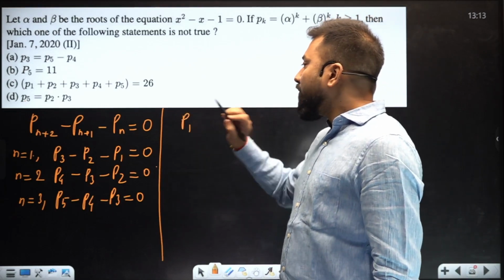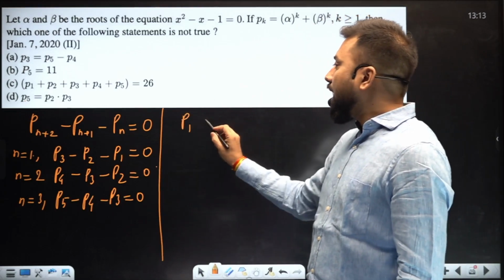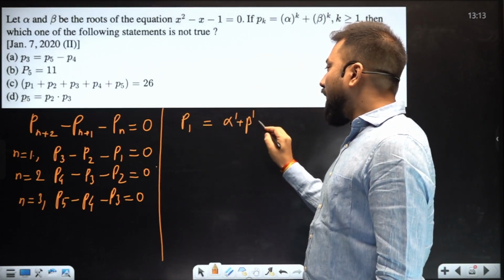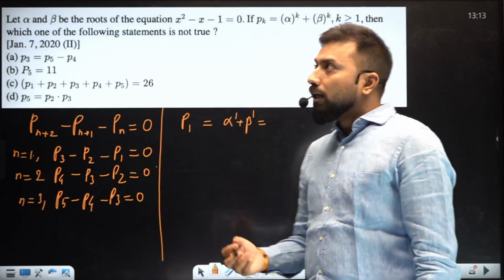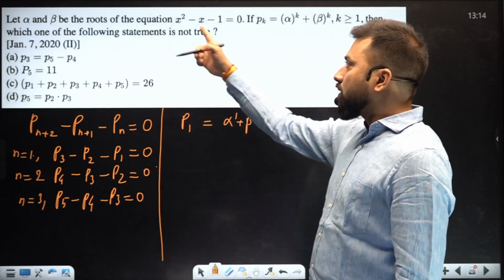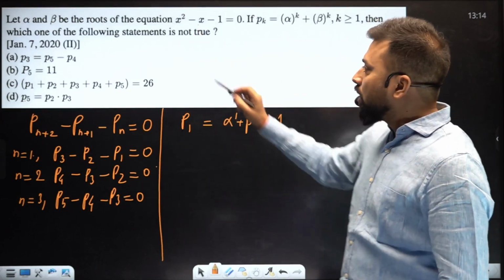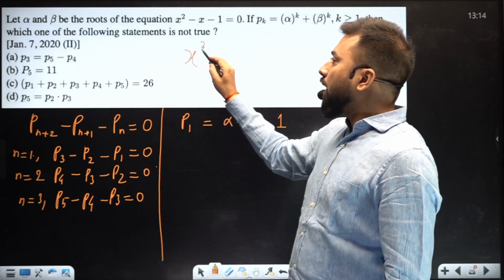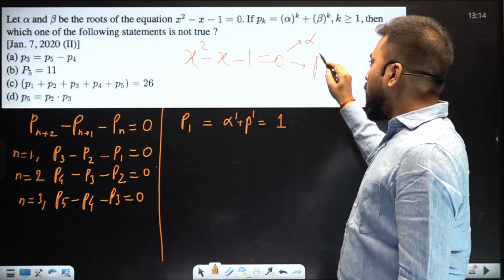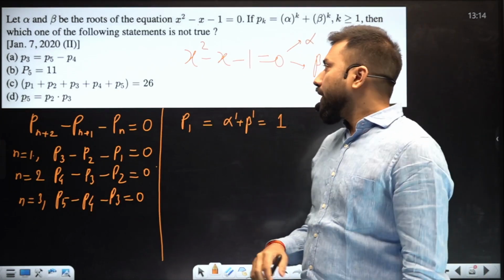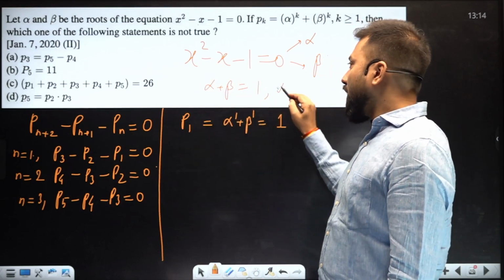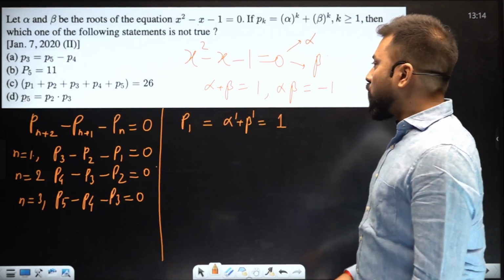If I ask you what is the value of P1, here P1 is defined as alpha raised to the power 1 plus beta raised to the power 1, which is what? Alpha plus beta. Sum of the roots is minus b by a. From here you can say this value is 1, right? What is the quadratic equation? Here x square minus x minus 1 is equal to 0. The roots are alpha and beta, right? From here we can say alpha plus beta is minus b by a, which is 1, and alpha beta is minus 1 over here, right?